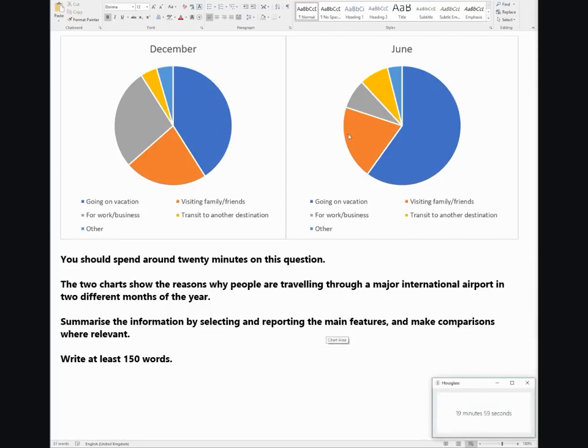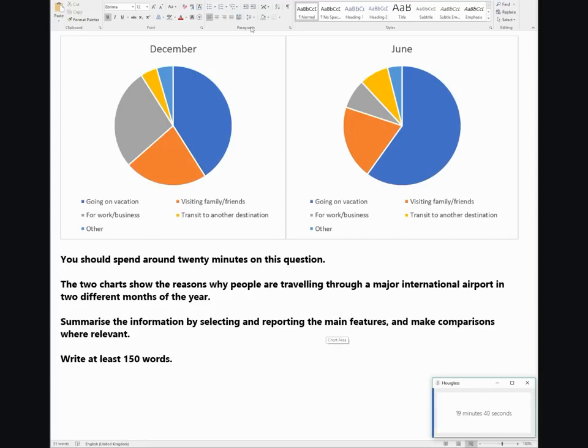Right, so we've got two pie charts. Let's read this part. The two charts show the reasons why people are traveling through a major international airport in 2 different months of the year. Right, everything else is the same in every task 1. We don't need to read it. Let's look at the charts.